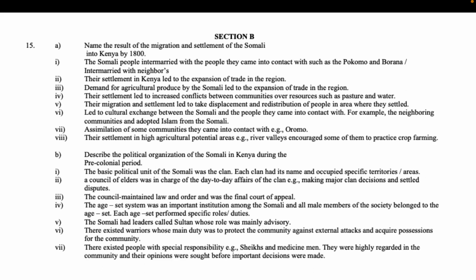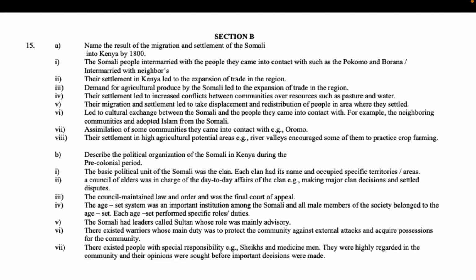B. Describe the political organization of the Somali in Kenya during the pre-colonial period. I. The basic political unit of the Somali was the clan. Each clan had its name and occupied specific territories, areas. II. A council of elders was in charge of the day-to-day affairs of the clan, e.g., making major clan decisions and settling disputes. III. The council maintained law and order and was the final court of appeal.